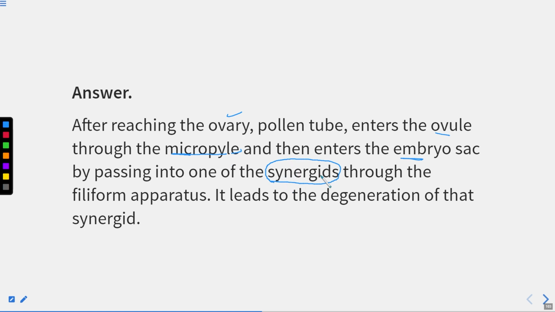And within the synergid, as we have already discussed, the filiform apparatus is present. The pollen tube will reach the micropylar end, it will enter the synergid, and it will interact with this filiform apparatus. The filiform apparatus is present within the synergids, and then it can release the male gametes. So when the pollen tube enters the synergid through the filiform apparatus, what happens? It leads to the degeneration of the synergid. Okay, this is clear.